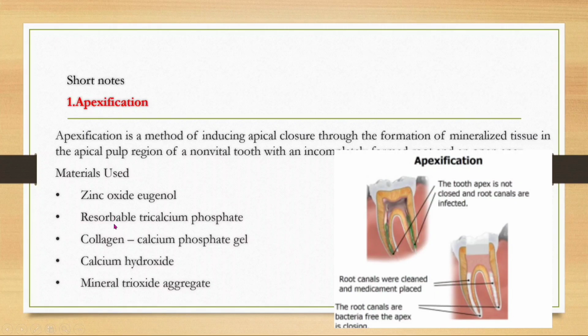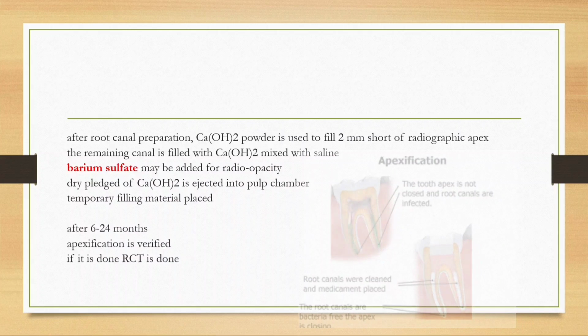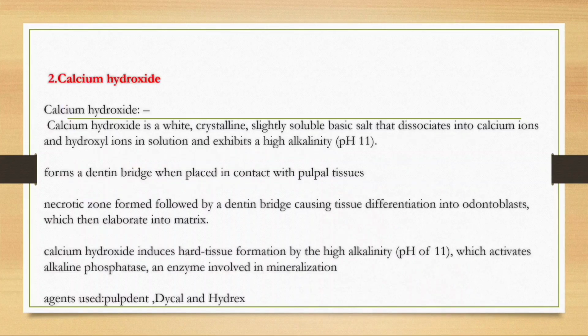We can use zinc oxide eugenol, tricalcium phosphate, MTA, calcium hydroxide or collagen calcium phosphate gel. After root canal preparation, calcium hydroxide powder is used to fill 2 mm short of the radiographic apex. Then the remaining canal is filled with calcium hydroxide mixed with saline. Barium sulfate may be added for radiopacity. Then calcium hydroxide is ejected into the pulp chamber. It is reviewed after 6 to 24 months, and apexification is verified. If it is done, it will be followed by root canal treatment.